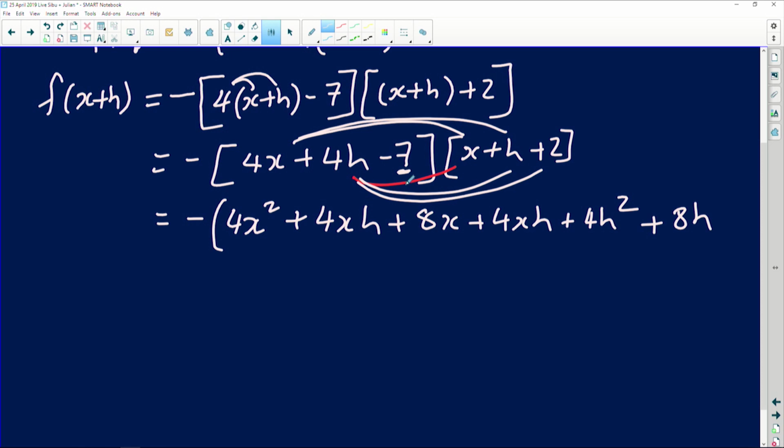Now the last multiplication is going to be multiplication by negative 7. So negative 7 times x is going to be minus 7x, and then negative 7 times h will give us minus 7h. Negative 7 times 2 is going to give us minus 14. Let's try and fix that by simplifying.